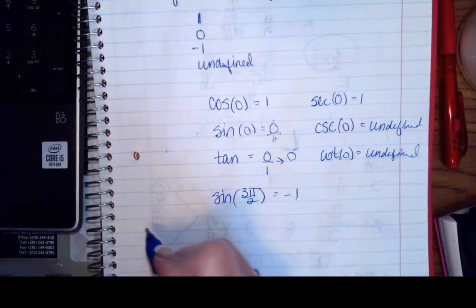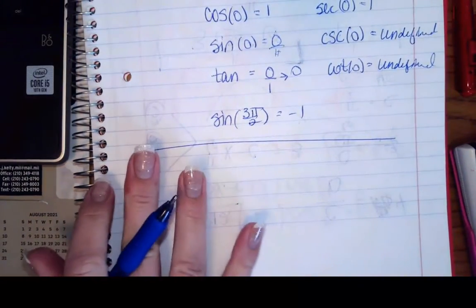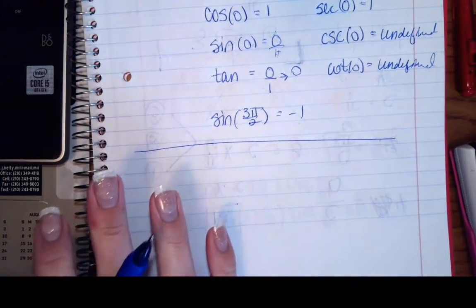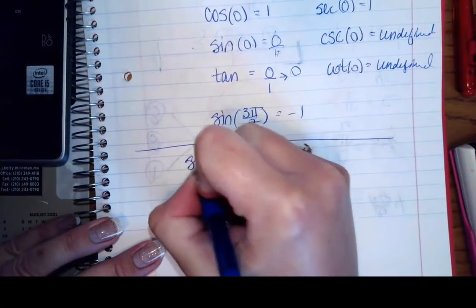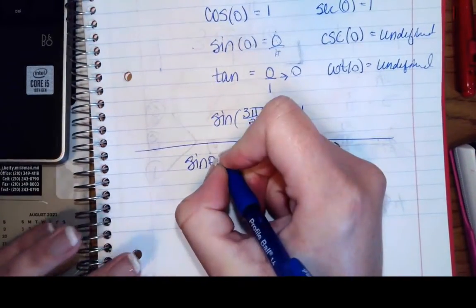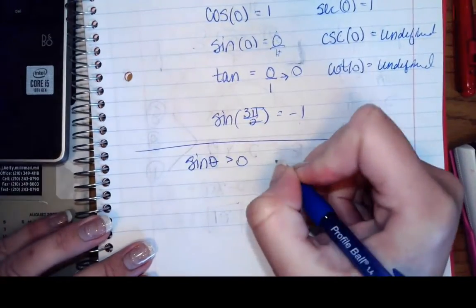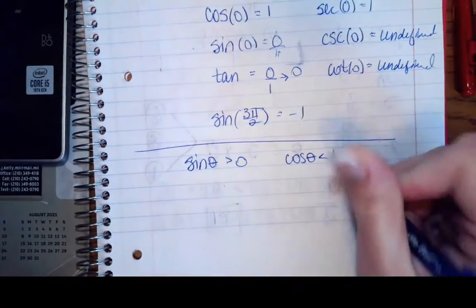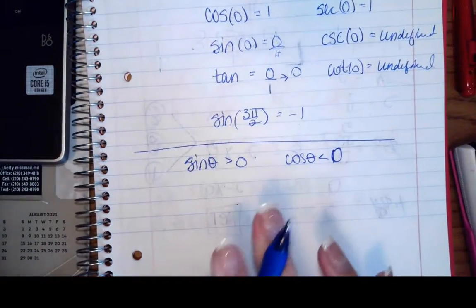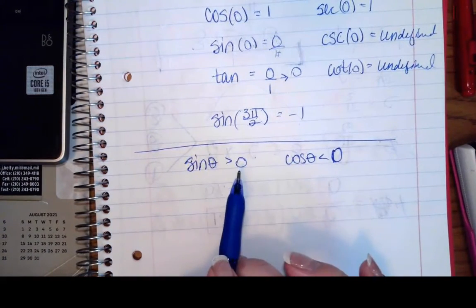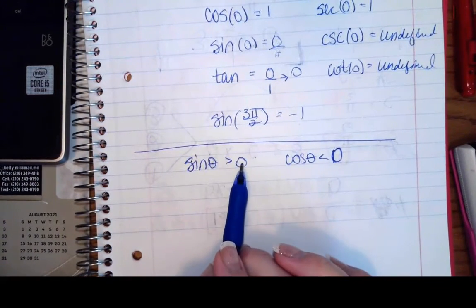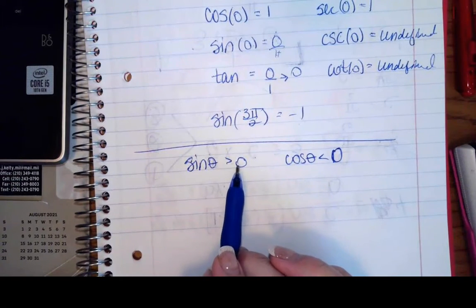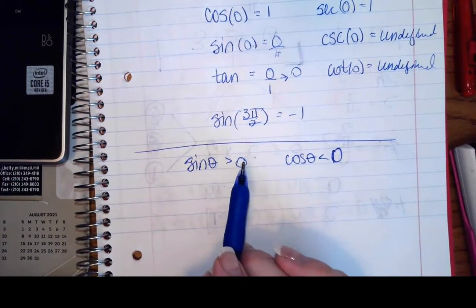Now we're going to look at the effect that a quadrant has on different trig functions. So if I tell you just randomly that the sine of theta is greater than 0, and the cosine of theta is less than 0. Remember that sine refers to y values, and this is just a really weird way of saying positive. So what kind of numbers are bigger than 0? Positive numbers.